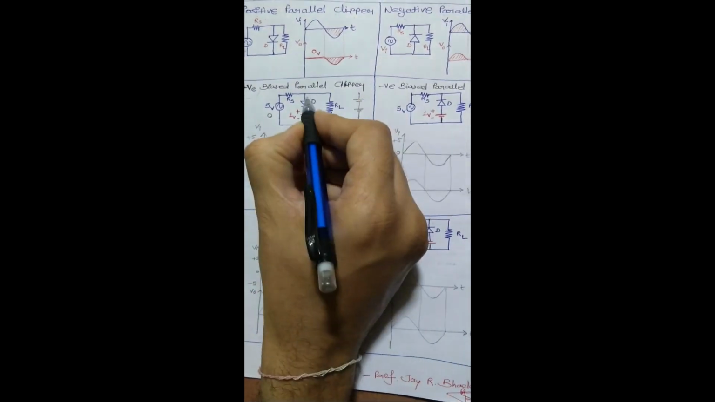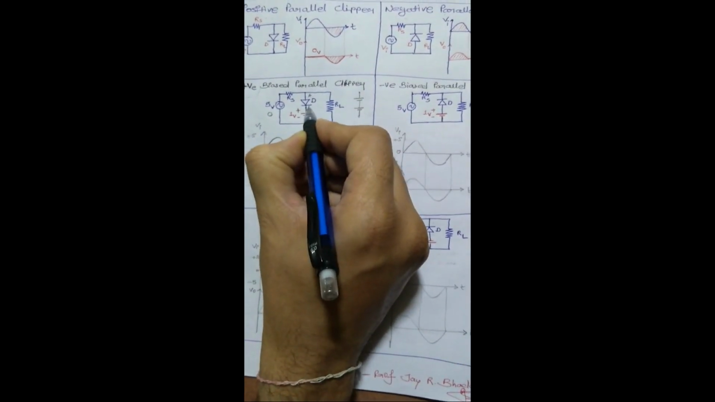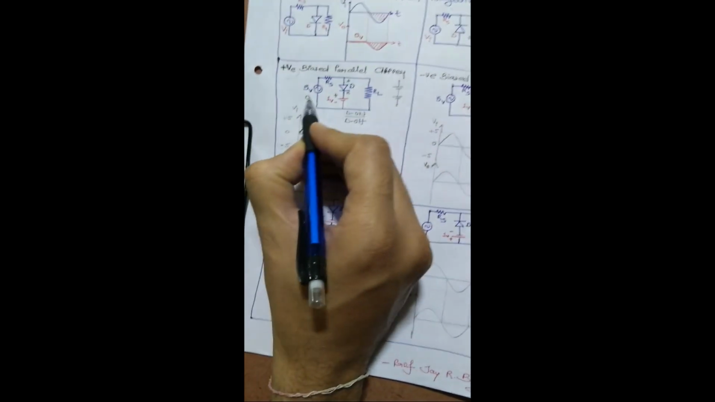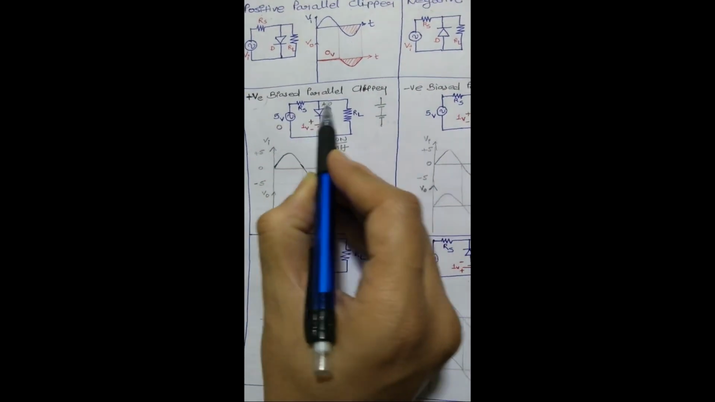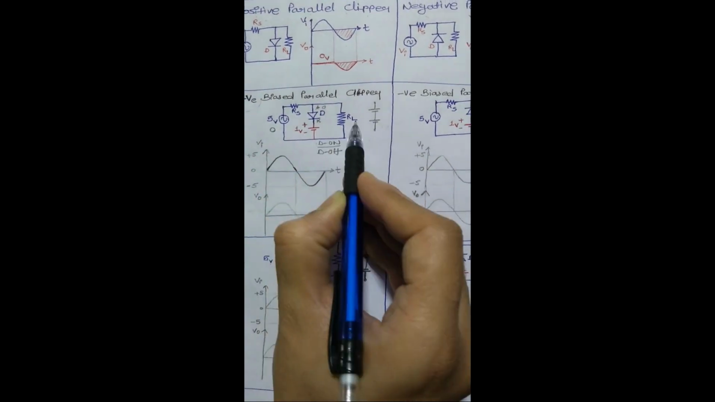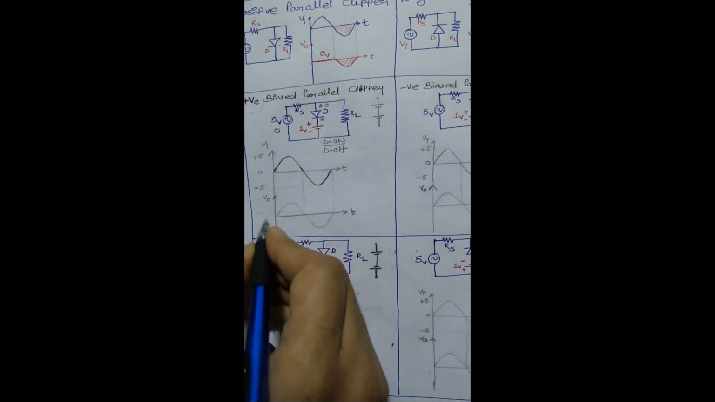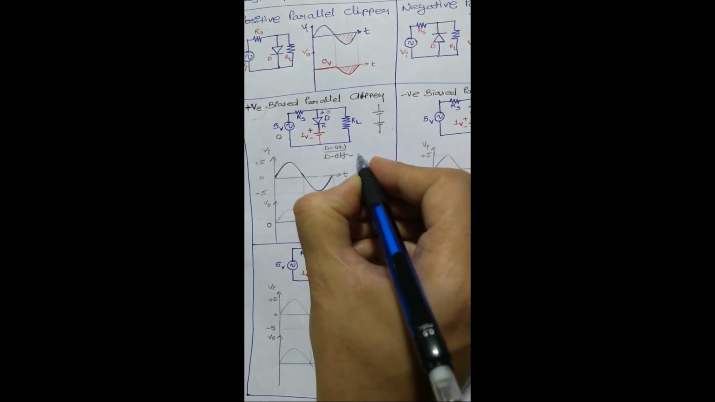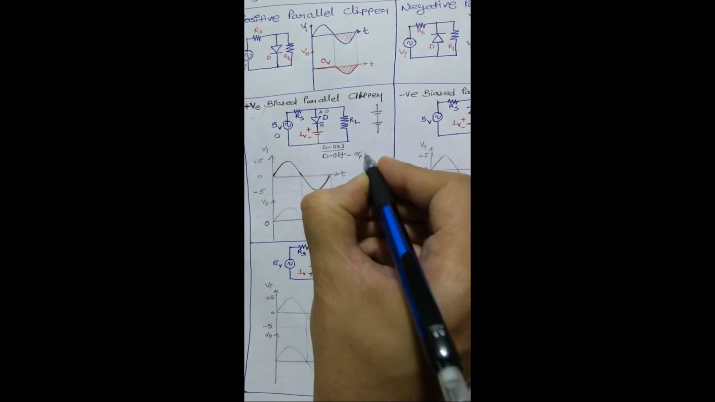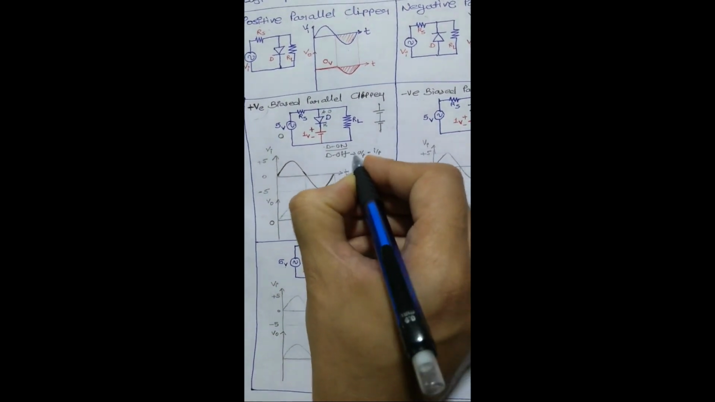In this case, consider this terminal is anode and this is cathode. So cathode is +1 and anode is 0. So anode is lesser than cathode, hence D off. D off means there is no path available. So input is directly equal to output. So input is 0, output is 0. So your waveform will start from 0. Initially your diode is off. Diode is off, then input equals output.